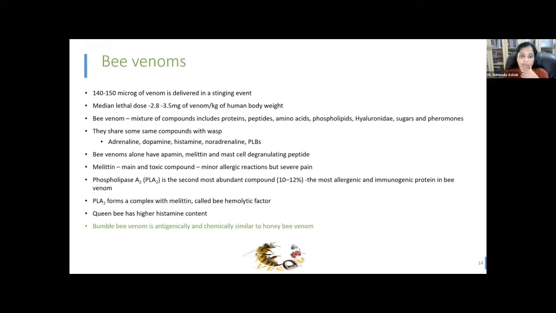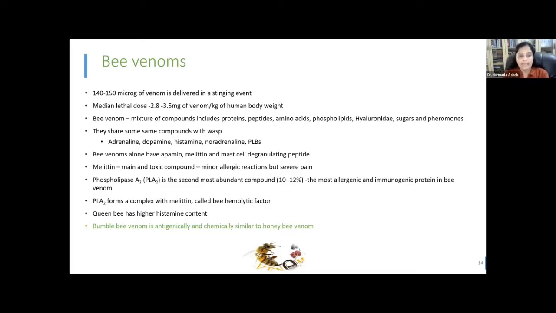So each of these chemicals is very important for certain chemical reactions, and they may produce a very stinging reaction. The histamine may be responsible for the huge anaphylactic reactions also. They also have the apamin, melittin, and mast cell degranulating peptide. These are the compounds which are very specific to bee venoms and not shared with the other Hymenoptera family.